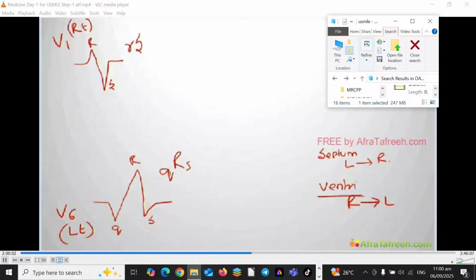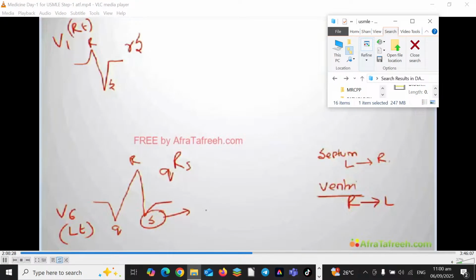So all the leads between V1 and V6 will just be transitioning towards V6. That means the R wave will become bigger and bigger. The S wave becomes smaller and smaller. And this is how it is going to transition. The S wave demonstrates the areas which depolarized the last.